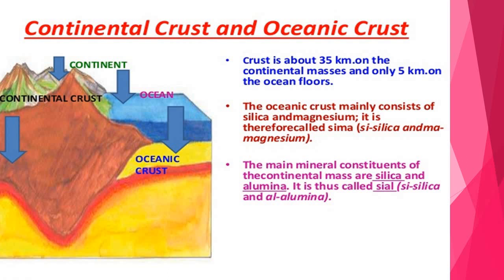So as we know, there are two parts of the crust, the continental crust and the oceanic crust. The oceanic crust is made up of silica and magnesium, and in short it is known as SiMa, whereas the continental masses, here you see the continental masses, are made up of silica and alumina. Alumina means aluminium, and it is known as Sial. In short, it is known as Sial. Si represents silica and Al represents alumina.